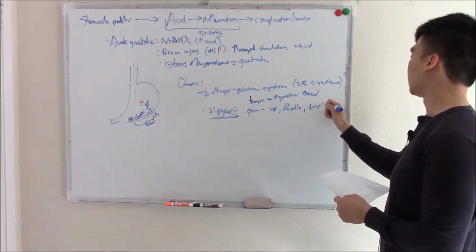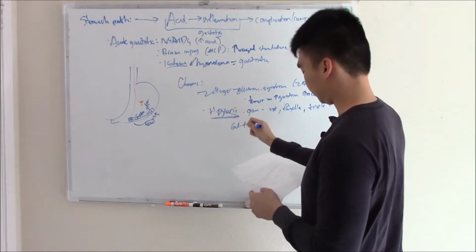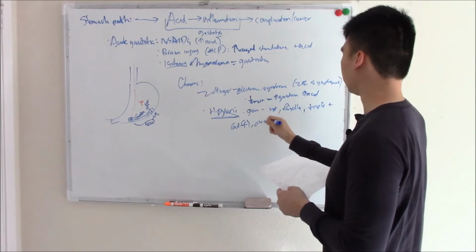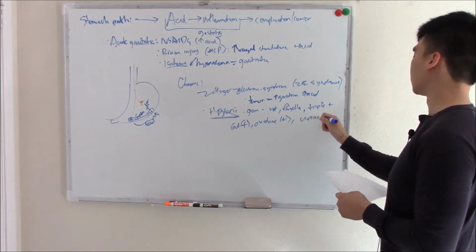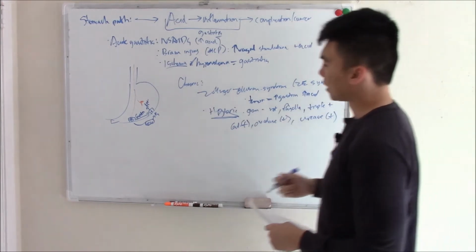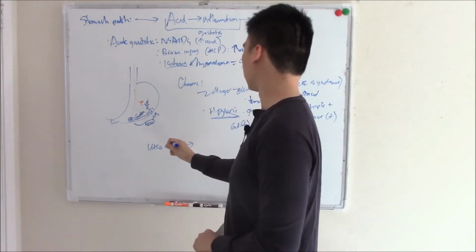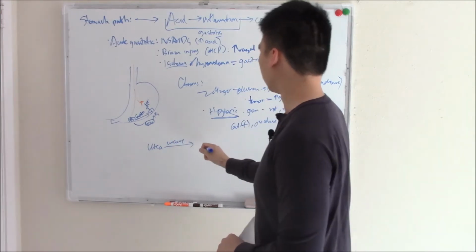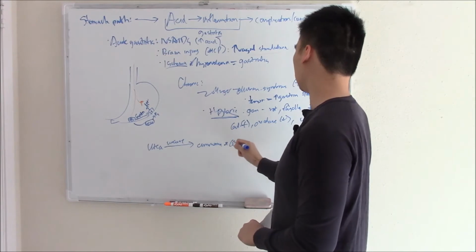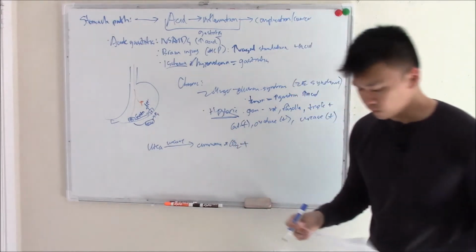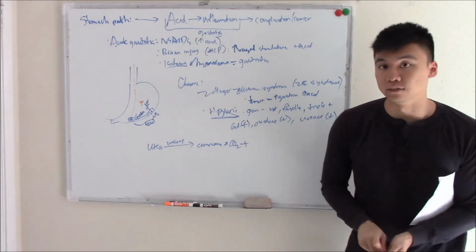What does triple positive mean again? It means it's catalase positive, it means it's oxidase positive, and more importantly, it means it's urease positive. You see, urease turns urea into ammonium and CO2. And that ammonium buffers the acid, and that's what allows it to live in our stomach.